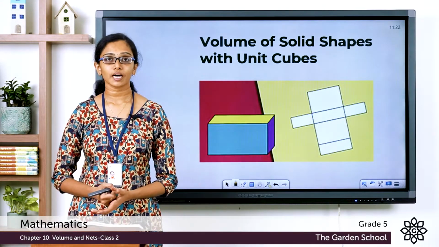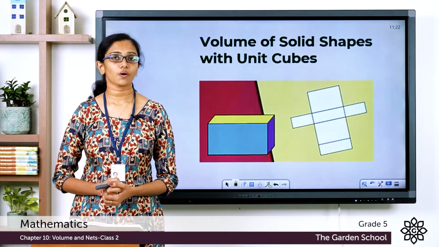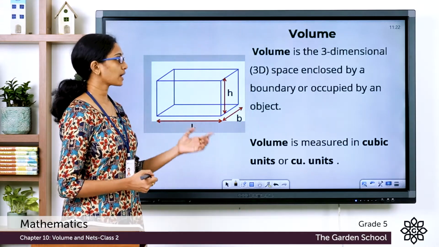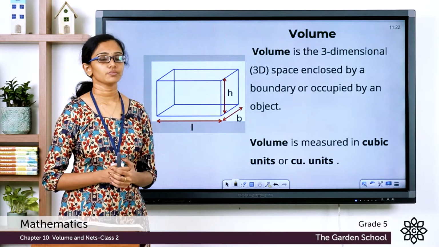We have started the chapter volume and nets in the previous class. So remember, what is volume? Volume is the three-dimensional or 3D space enclosed by a boundary or occupied by an object.